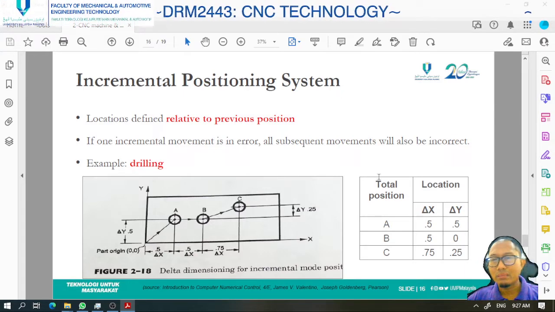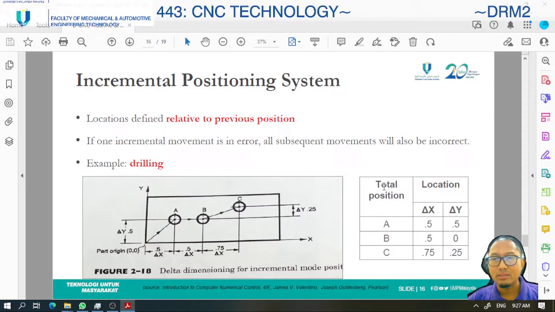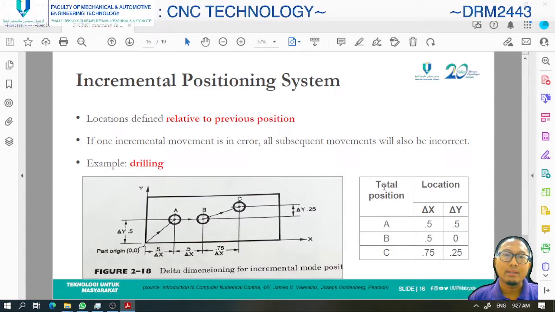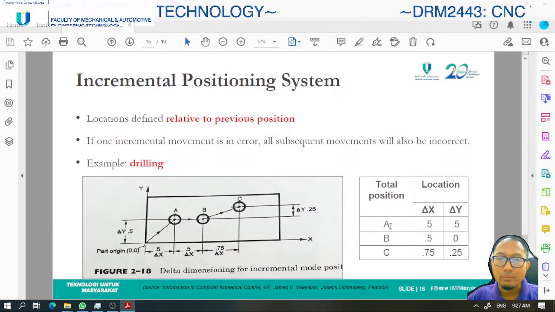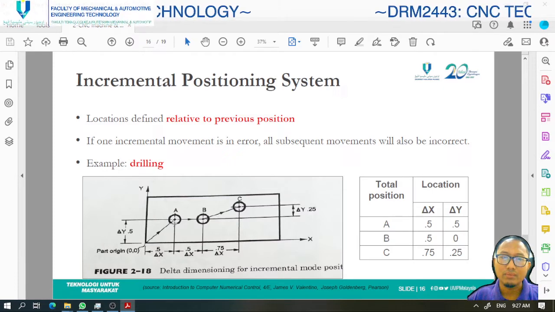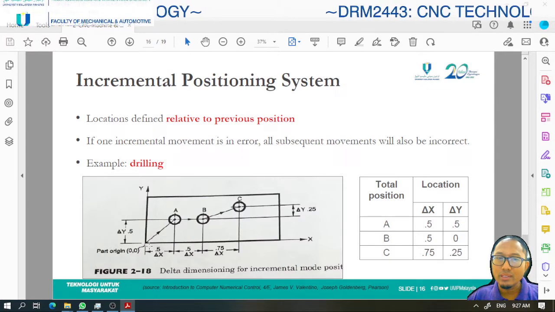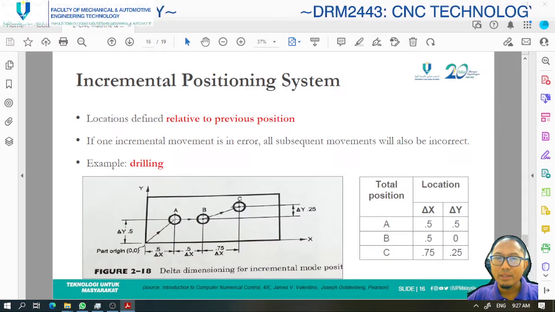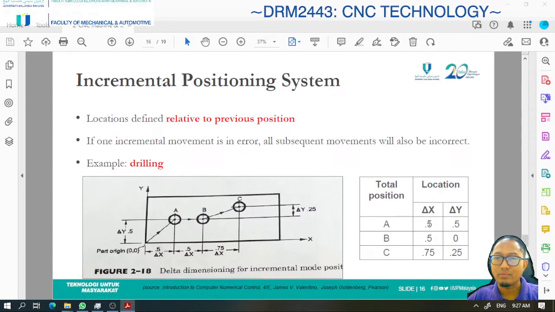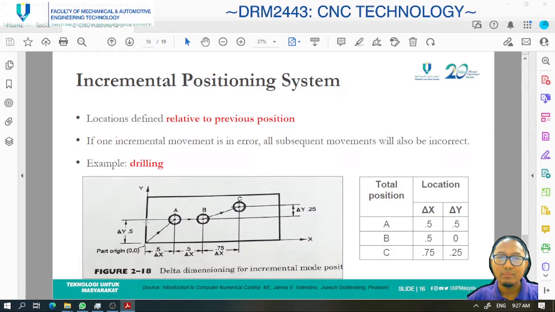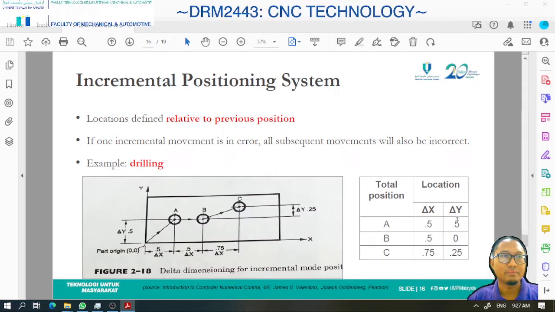So if we want to use the incremental positioning system, or any other positioning system, we need to make a table to put all the points in order. So the movement is from point A, B, and C. So we are going to put A, B, C. So starting from the origin 0, 0, movement to point A would be positive 0.5. So we write positive 0.5 and positive 0.5 at y-axis. So both are positive 0.5.